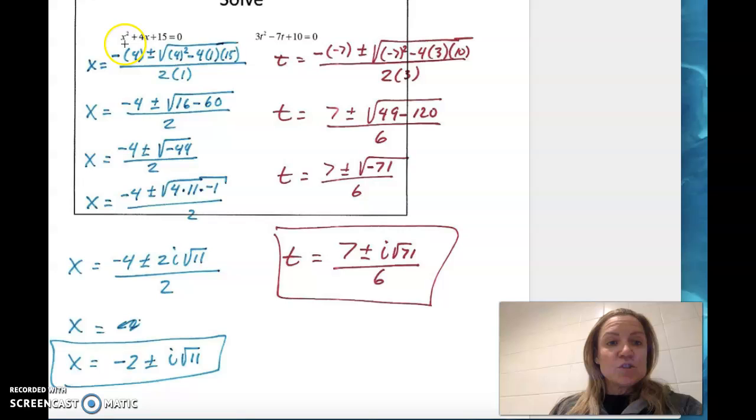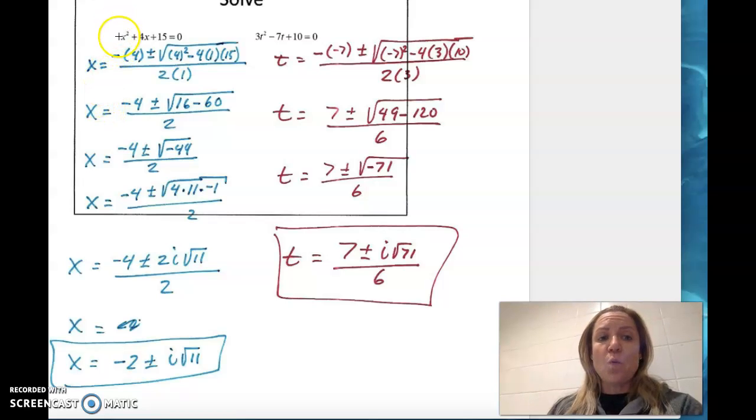All right, so now we've got this quadratic equation, and it's not easily factorable. So I'm going to use the quadratic formula on it. So our A is a 1, which is right there. Our B is 4, and our C is a 15. So we're just going to plug those 3 numbers into x equals -b plus or minus the square root of b squared minus 4ac all over 2a.